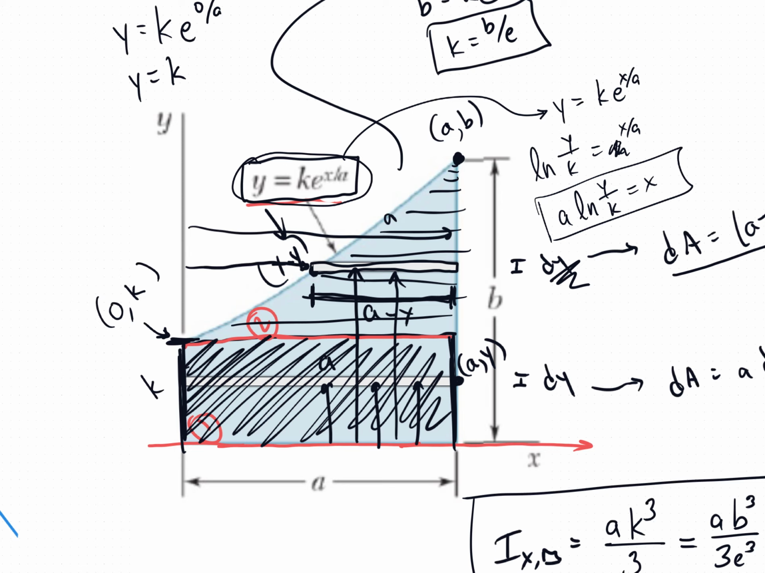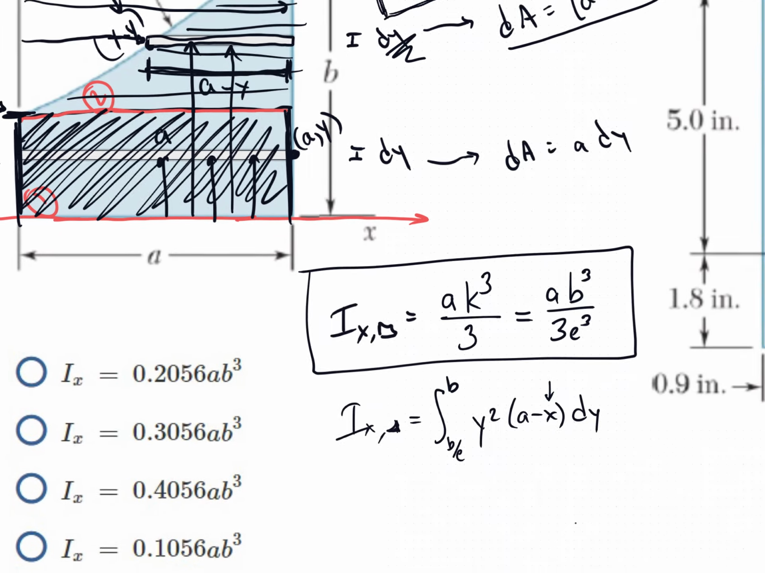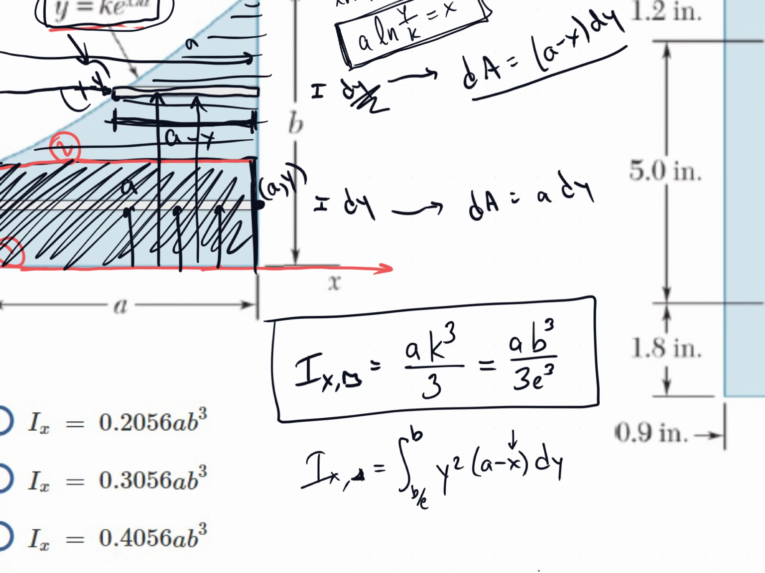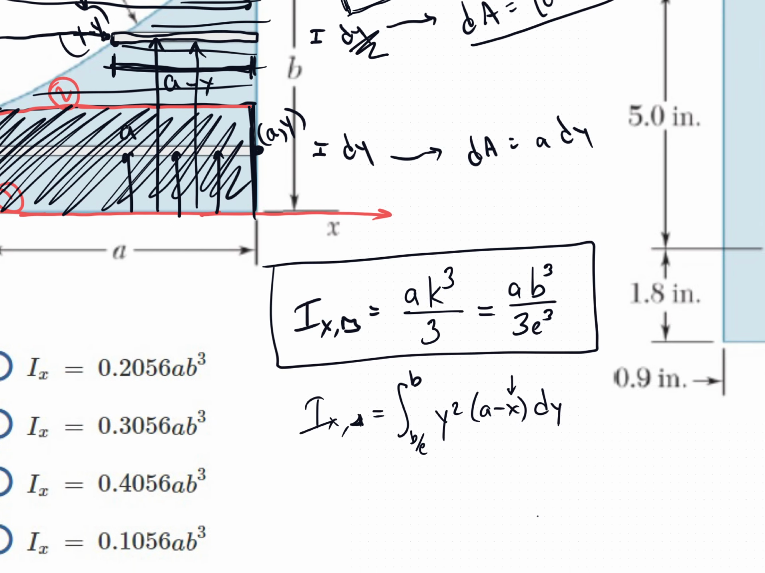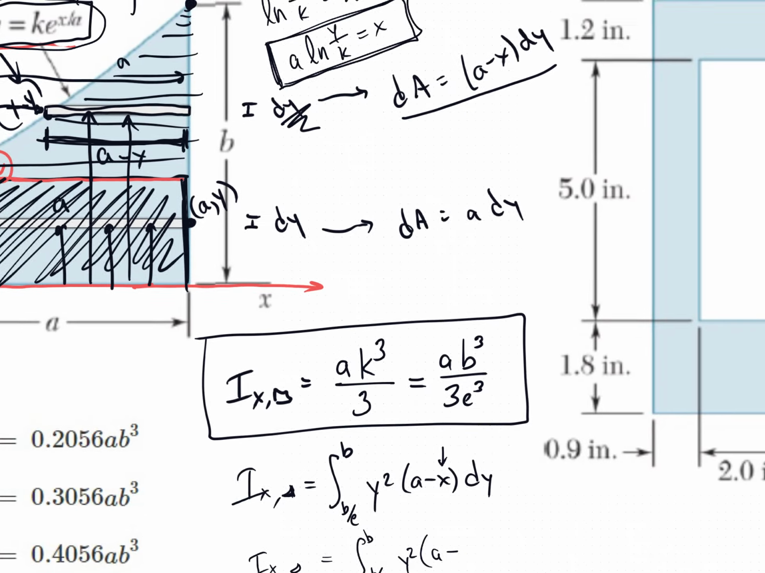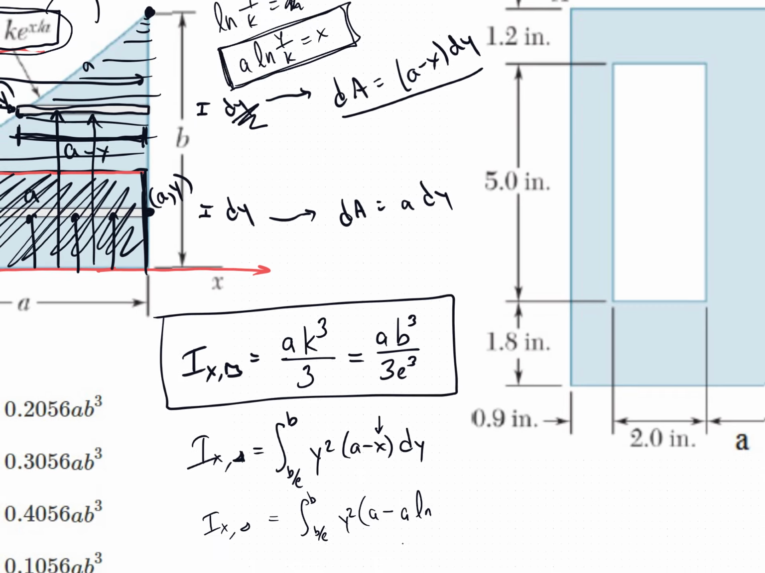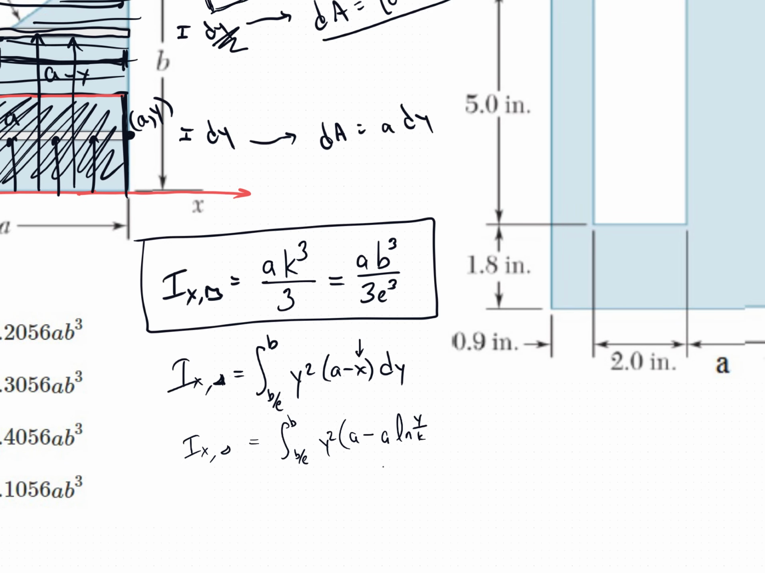So we're going to take this nasty equation and plug it in down here. Can you see how disgusting and difficult this is going to be? We may not even solve this all the way. I haven't decided yet. So we have the integral from b to b over e of y squared times a minus x, and what's x in this case? A natural log of y over k, dy.